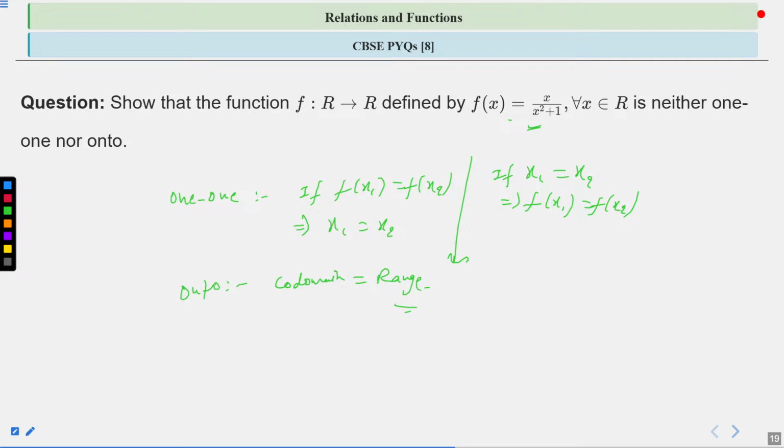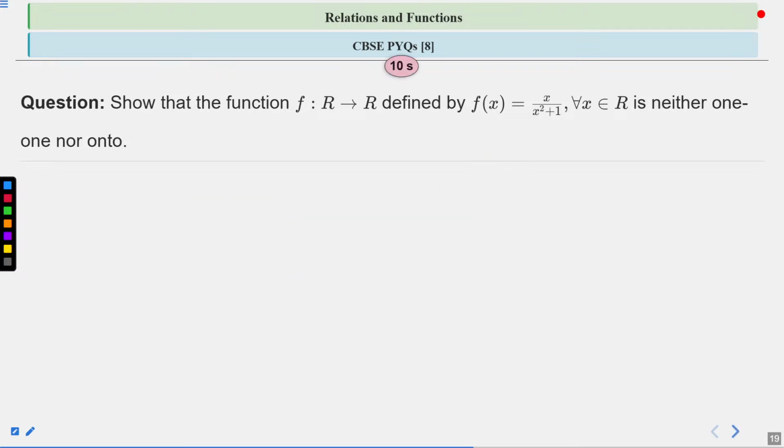You have 10 seconds to solve or think about this question. After that we will discuss the solution part. Okay, let us move to the solution part.